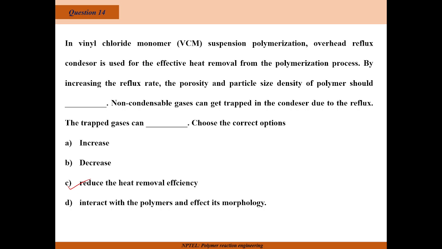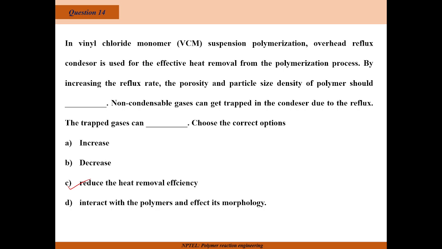And also, increasing the reflux rate is overhead reflux, so by increasing or decreasing the reflux rate, that will definitely depend on the heat removal process, right? So with a slower reflux rate, I think the heat transfer will be less. Yeah, less. If the reflux is at enough rate, then only I think there is a proper exchange of heat within the system. So I think that is the reason.